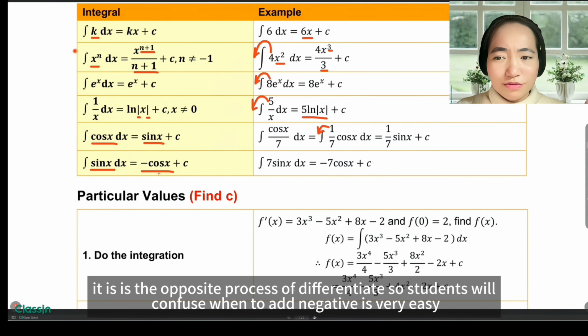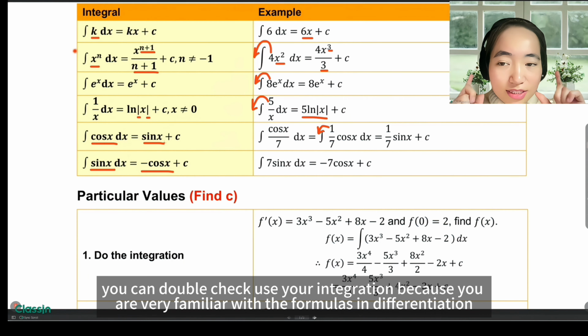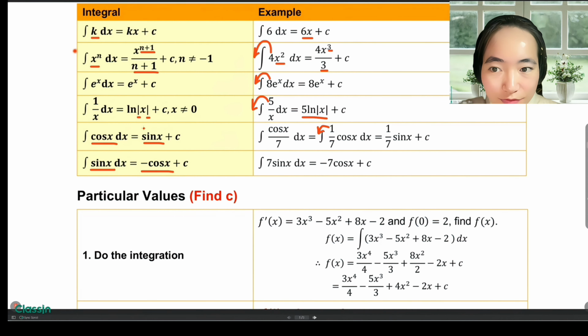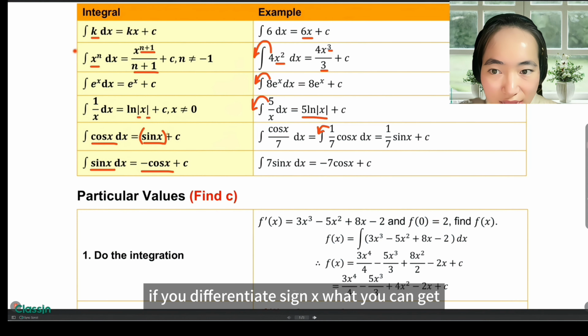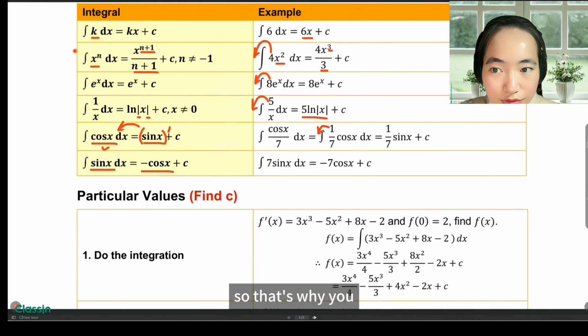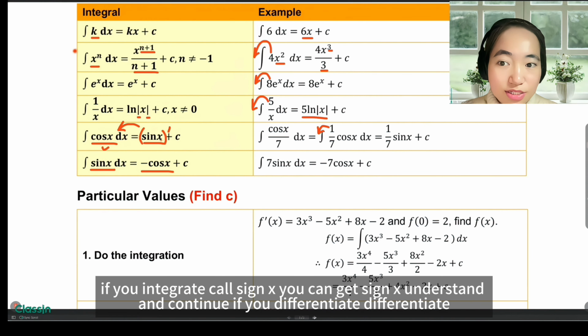So students will confuse when to add negative. It's very easy. You can double check, use your integration because you are very familiar with the formulas in differentiation. So we can use the differentiation check. If you differentiate sine x, what are you gonna get? It is sine x prime. You can easily get cosine x, right? So that's why if you integrate cosine x, you can get sine x.